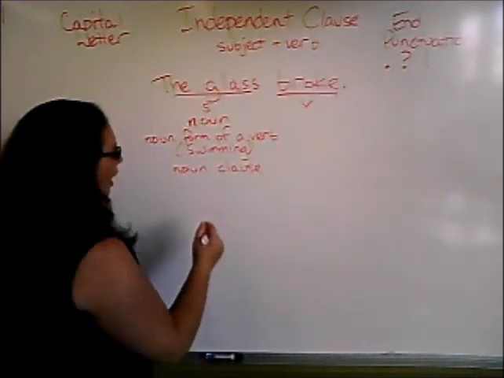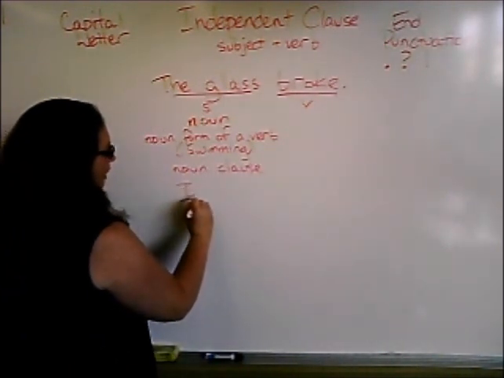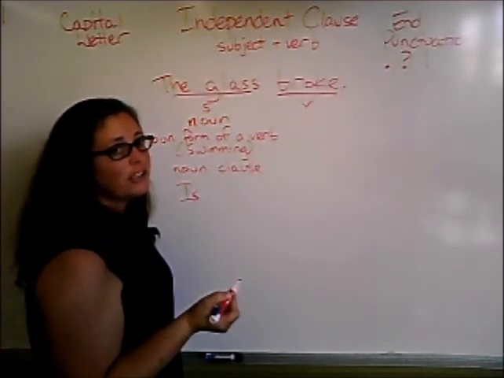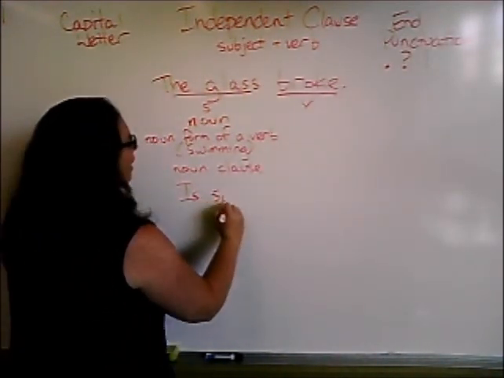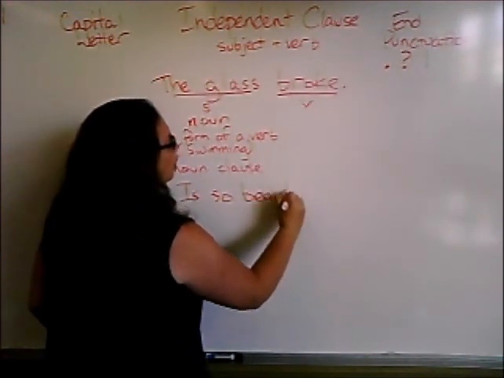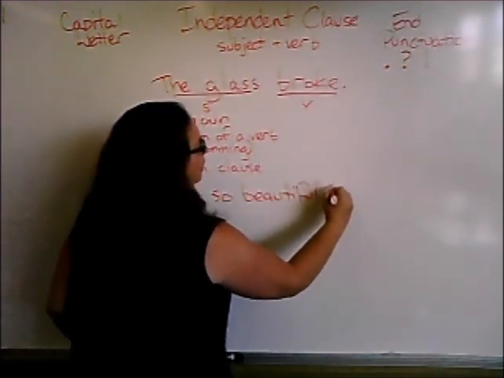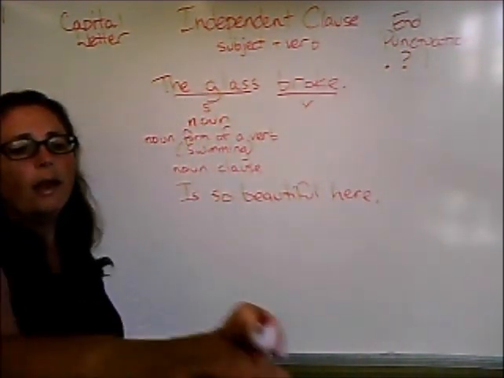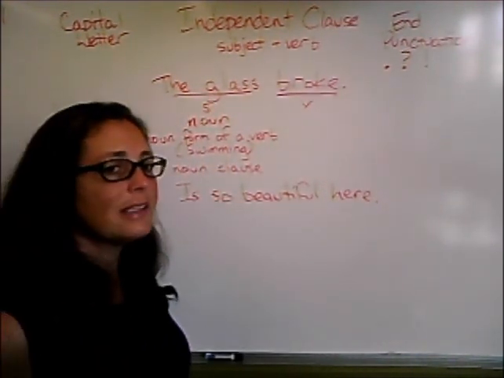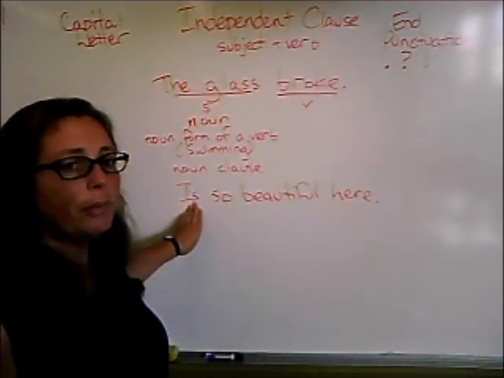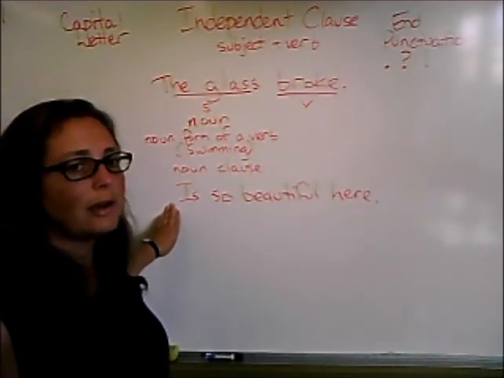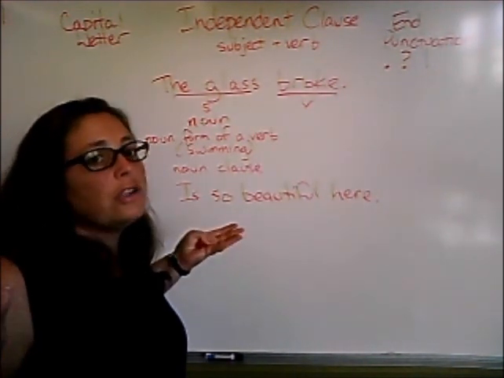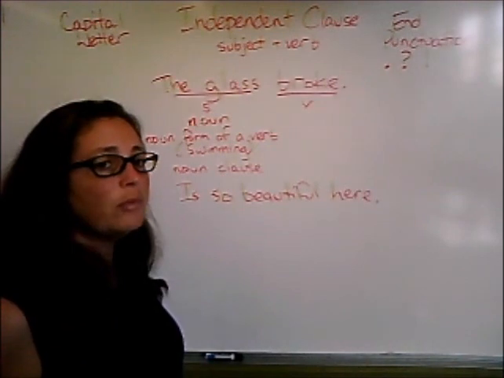There's one thing that often confuses people, especially if you come from a language where it's not necessary to have a subject in the sentence. If you say, "is so beautiful here," is this a good sentence in English? You should notice something is missing. We have a verb, but we do not have a subject. In English, this sentence is not good. So what are we going to do? We need to have a subject.